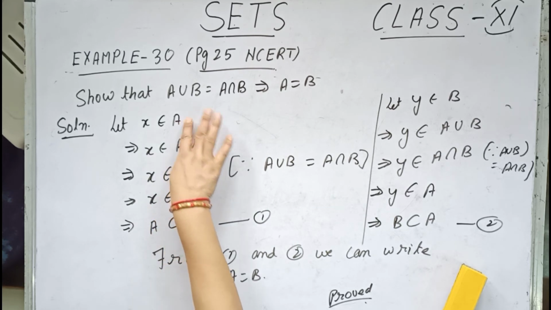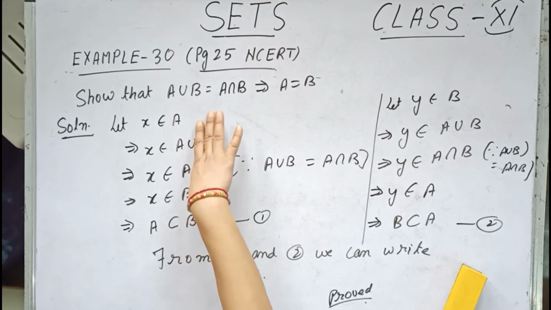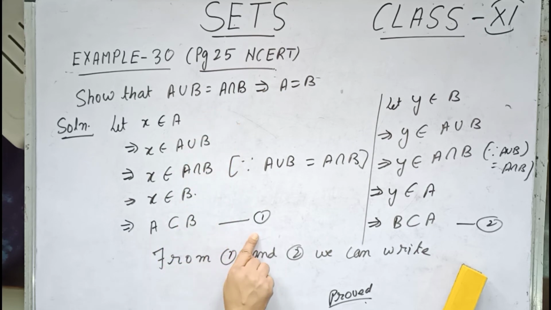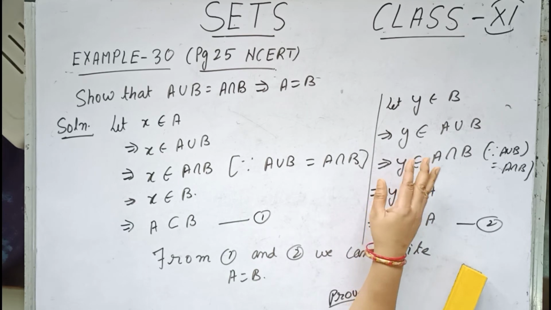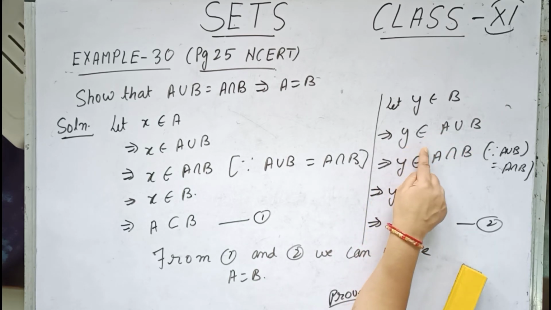Now we started with x belongs to A and we got x belongs to B. This means A is the subset of B. Make it equation number 1. Again let y belong to B. So y belongs to A union B.